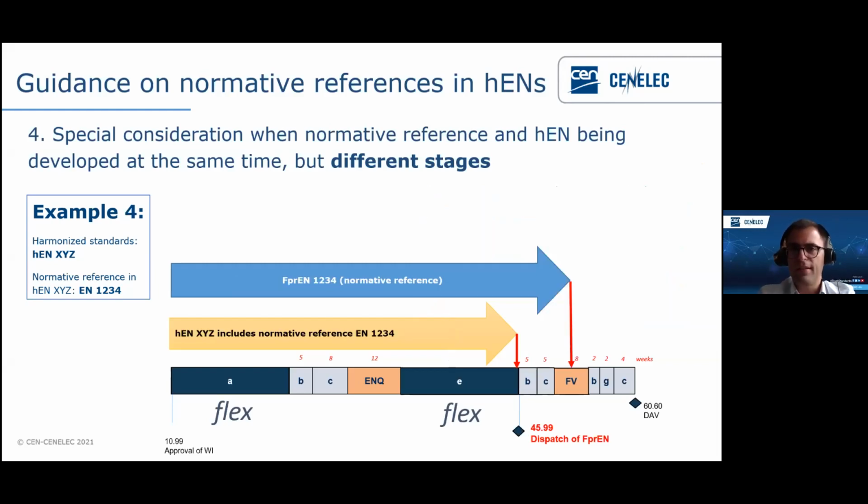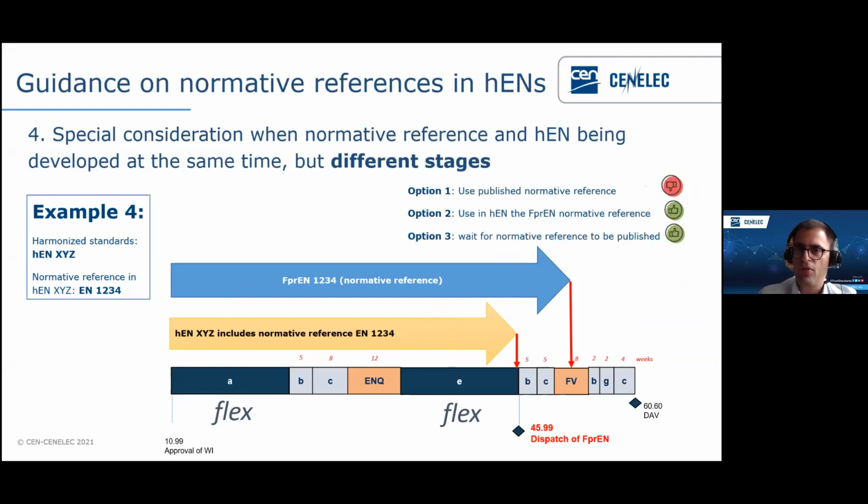So this is the last example, example 4. In this case, the harmonized standard is being submitted to formal vote, and the normative reference is already going through formal vote stage. So there are 3 options on the table.